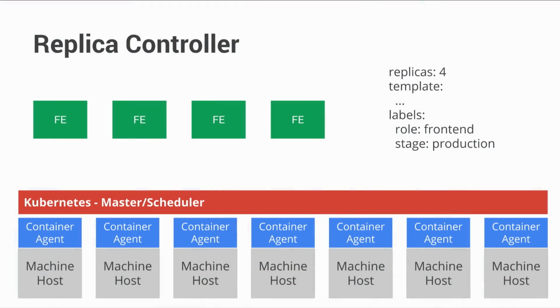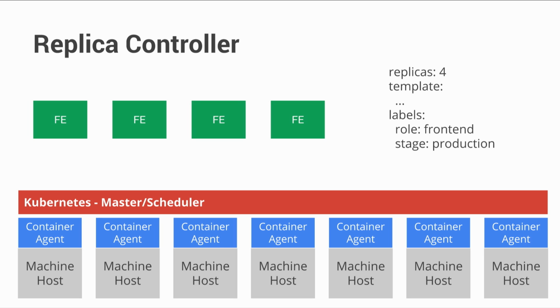And so a replica controller basically is the combination of a label query for identifying what containers you want to run, a template, the cookie cutter, if you will, for describing the thing that you would like to cut out, and a number, which indicates how many of that thing you would like. For example, here in this declarative configuration of this replica controller, I have 4 replicas. The template is elided for space. And then I have a label query that says the role is front end and the stage is production.